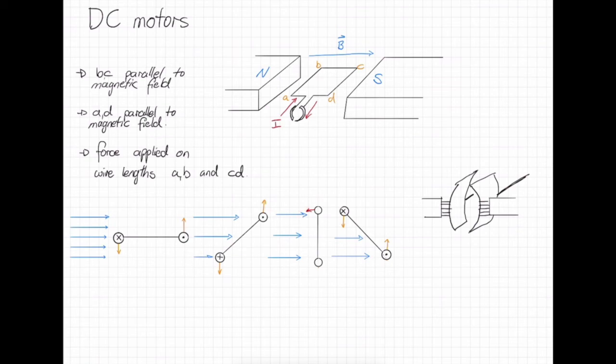Then it's just continuing its spin. It then changes onto the other brush and it's able to continue being pulled down by the forces involved. That's how a DC motor works, very simply.